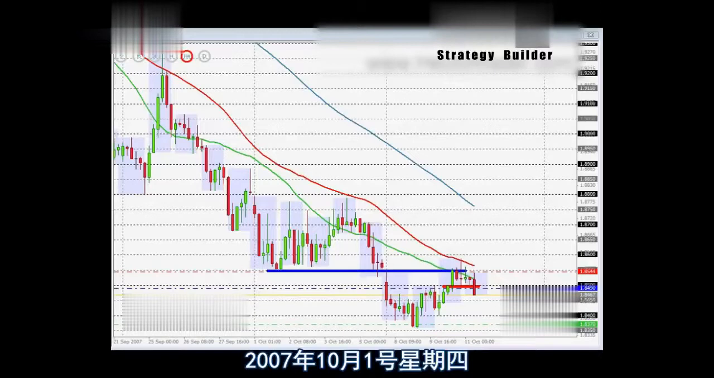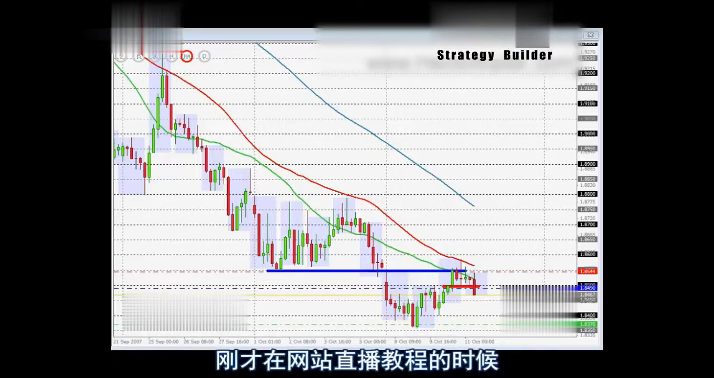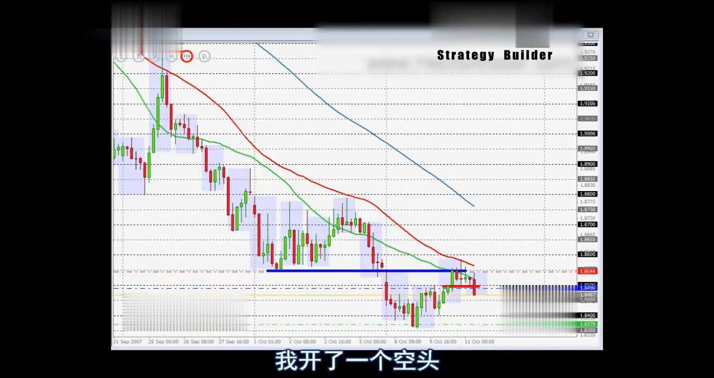Today is the 11th of October 2007, Thursday. 40 minutes past 8 a.m. London time. I've just sent my setups to the guys on my mailing list this morning, about 15 minutes ago or something like that. The London market has just opened, and I've just triggered a short entry.